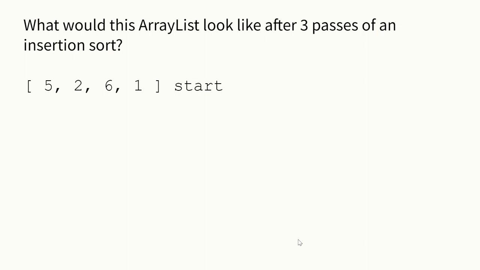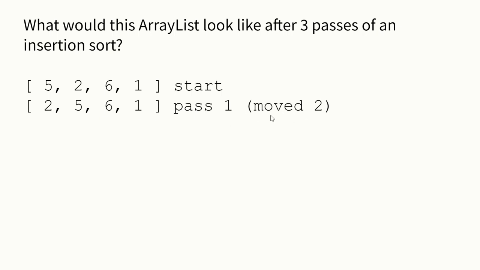But I want you to look at this. We're going to do, this is the sort of question you might get on the AP test. What will this array list look like after 3 passes of an insertion sort? So remember, pass 1, we start at the second item, and you look backwards and say, should this go anywhere earlier? Yeah, okay. We insert it and everything bumps over.